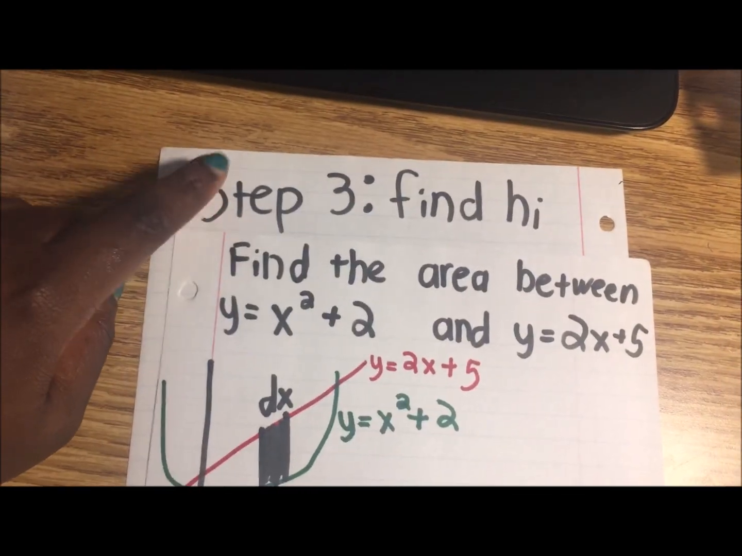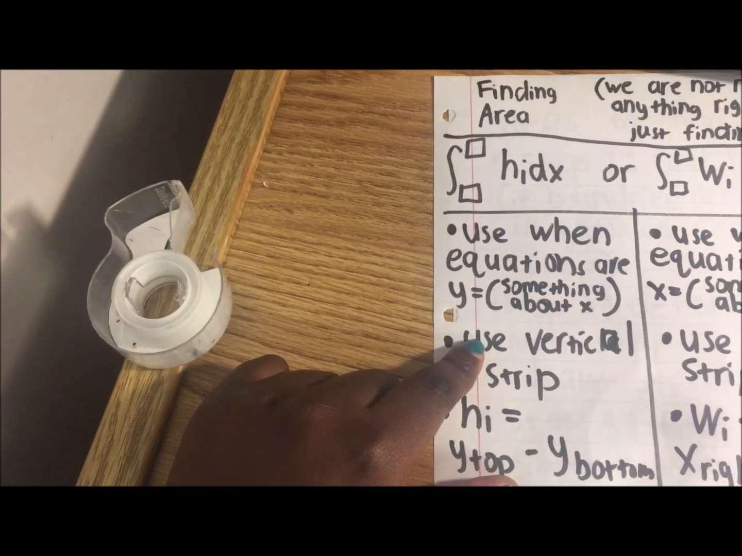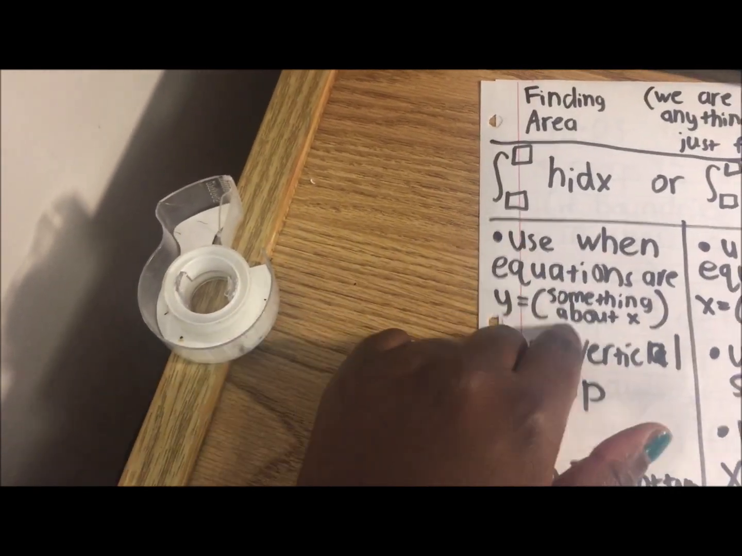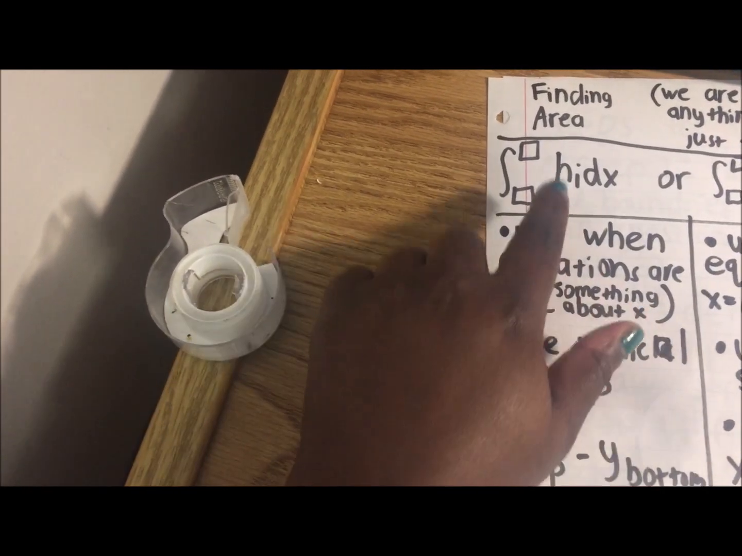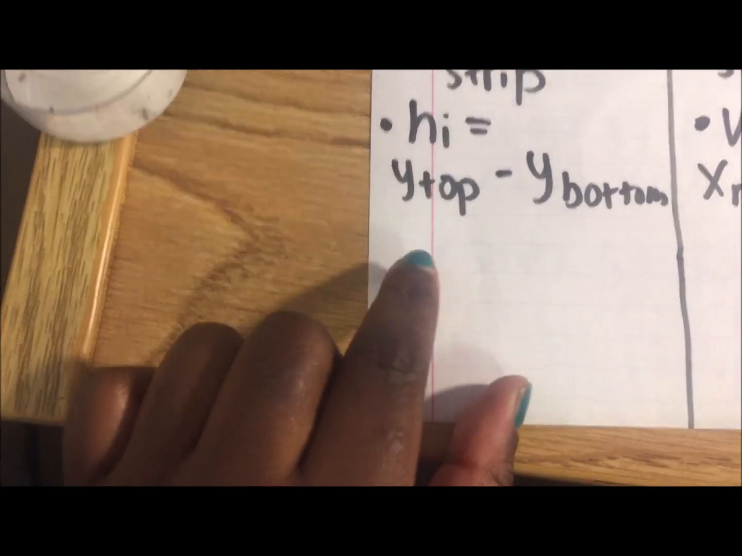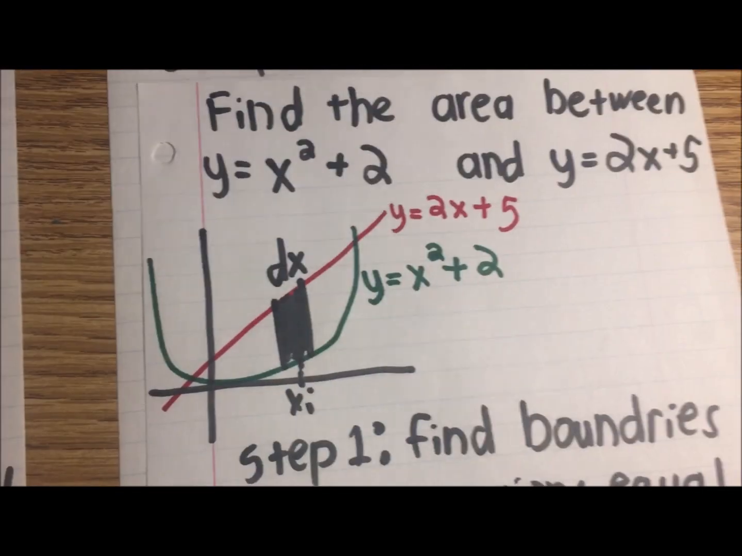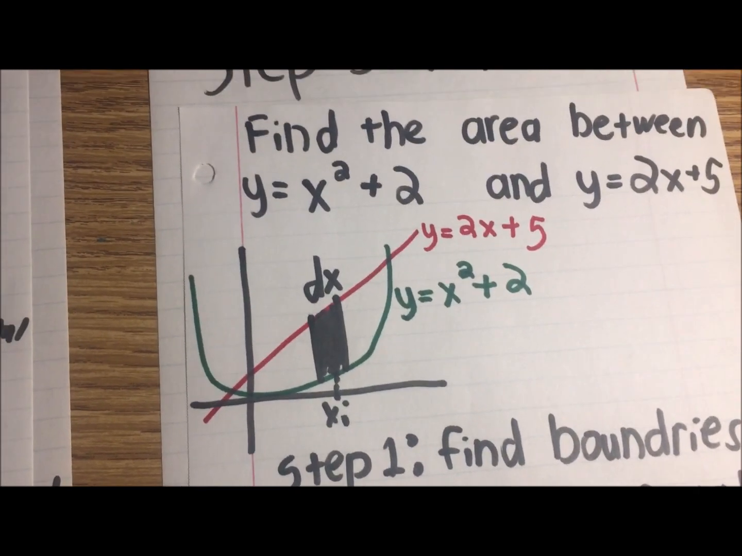Okay, step 3 is find HI. Like we said over here, we're finding HI because it's a vertical strip and the equation is y equals something about x. That's why we're using HI. So basically, we have to find HI, and the equation for HI is y top minus y bottom. So let me explain what y top minus y bottom means.